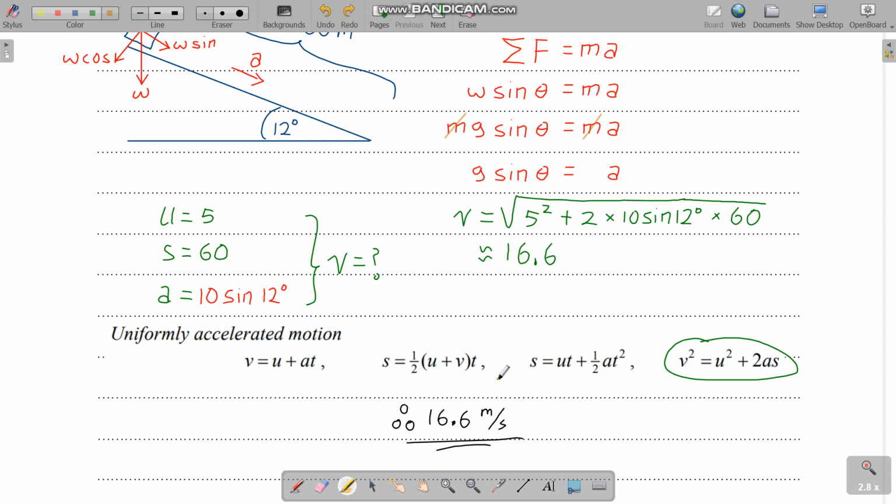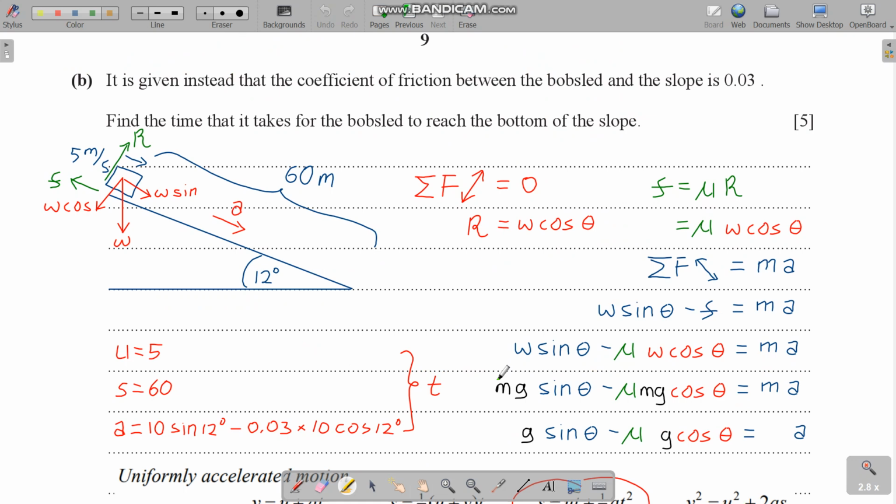The next part, this time we have friction. This is the mu k, 0.03. Find the time this time. So now we need to use the normal reaction force and the friction force. The friction is of course up the slope, opposing the motion.